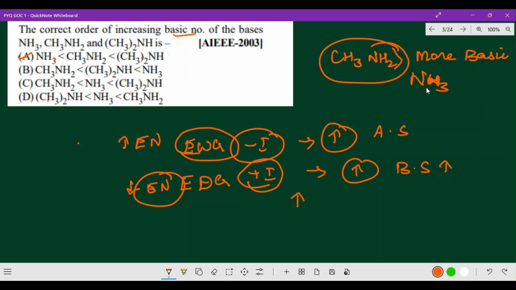CH3NH2 is more basic than ammonia, so naturally, in increasing order, from smaller to bigger, NH3 is the least basic, and then CH3NH2 and then (CH3)2NH. Got it? So this is the correct option. Option A is the correct option. Come on, let us go for the next question.